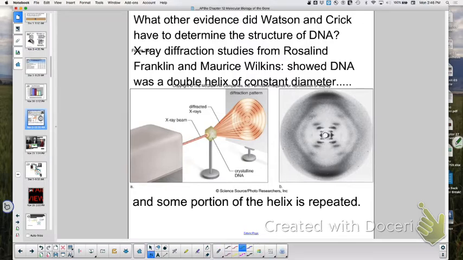And this right here showed you that there were repeating units. We don't know the spiral yet, but there was a spiral. There were repeating units, and that the diameter was consistent. That's what they could tell because they studied things like that. So now, who comes along next? Who actually gets the prize? Watson and Crick actually get the prize, okay?